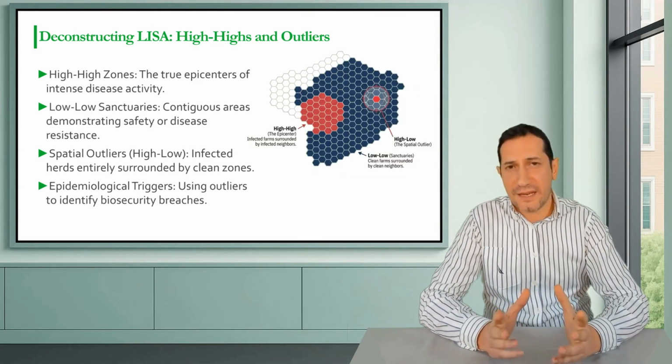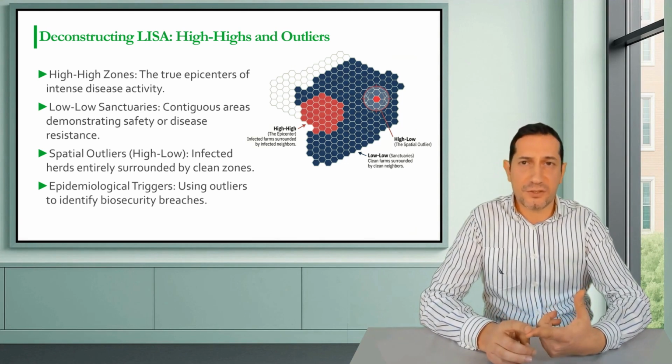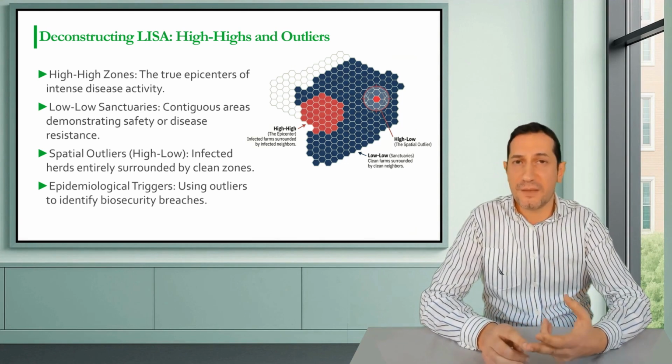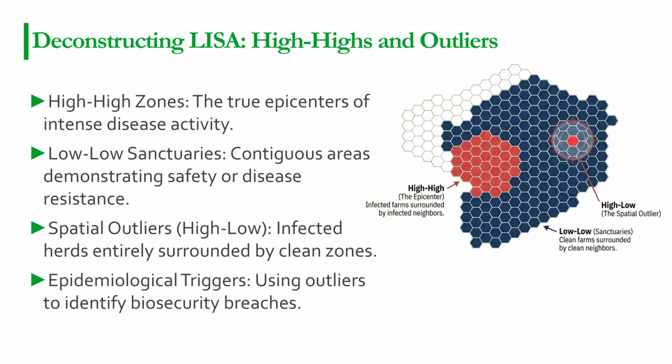When you run a LISA analysis, the software groups each statistically significant location into clear epidemiological categories. A high cluster means a farm with a high disease rate is surrounded by neighbors with high rates. This often marks the main outbreak focus. A low cluster means a farm with a low disease rate is surrounded by low-rate neighbors. This suggests a lower risk area or a spatial sanctuary.